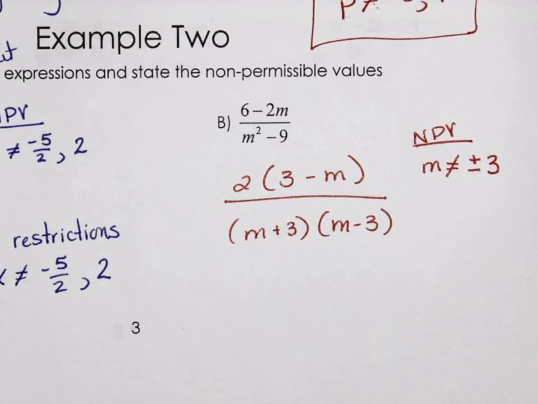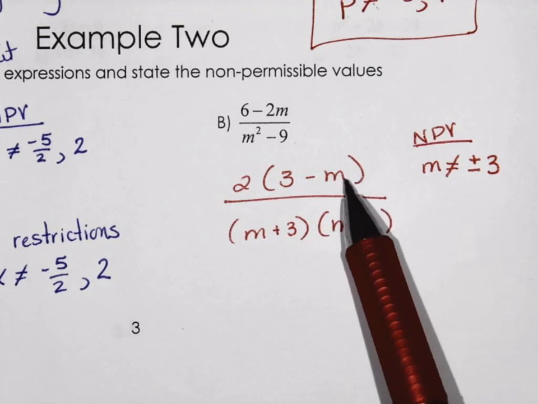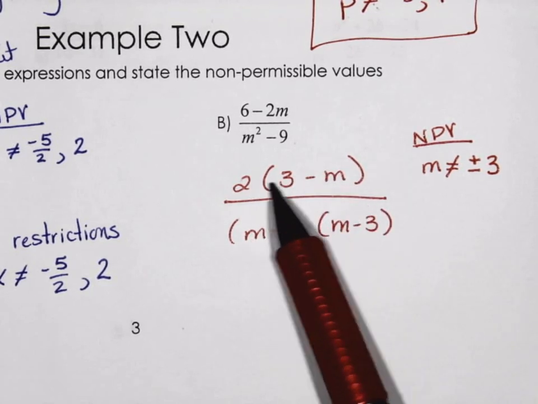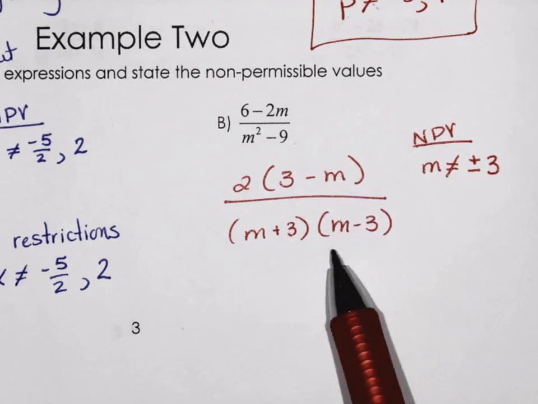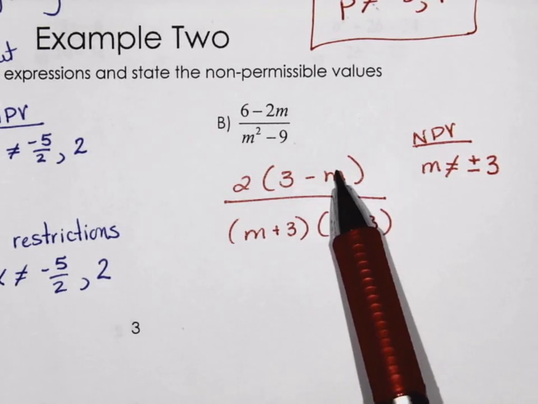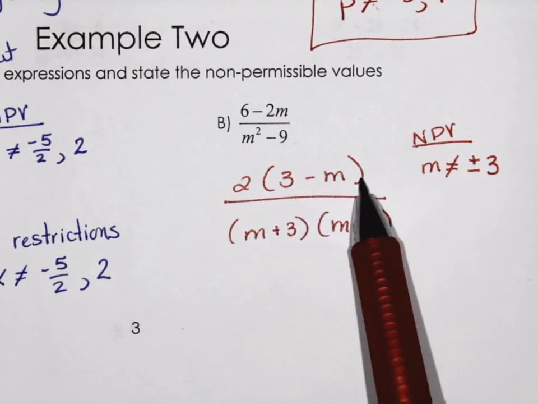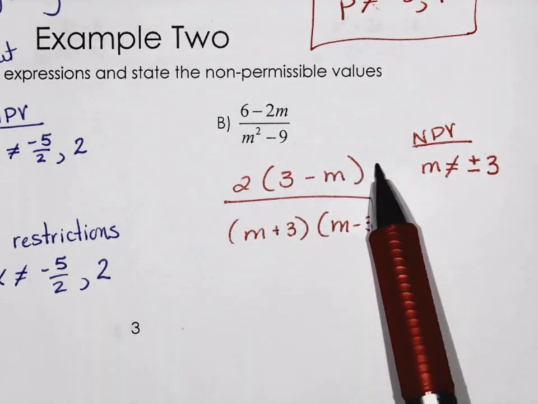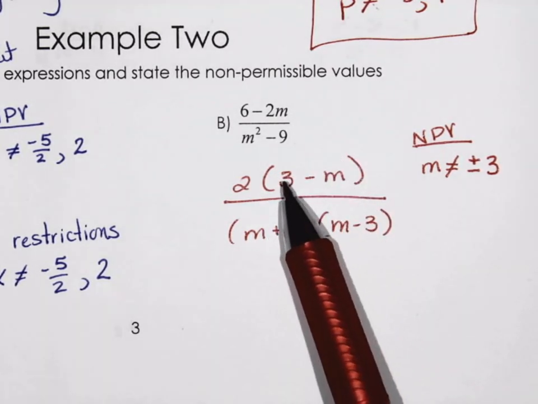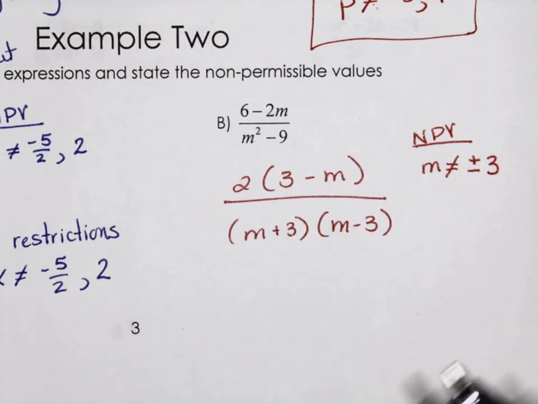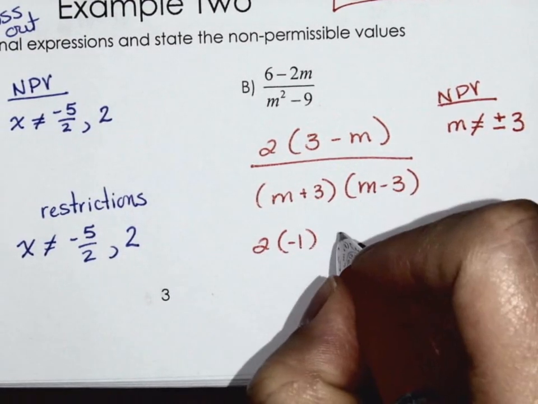Is there anything I can cancel out? No. It's not exactly the same, correct? But there's something we can do to change it. If you notice that these are in the wrong order and they're the wrong signs, so down here m is positive, but m is negative here. 3 is positive, but 3 is negative here. You can go up here and you can common factor out a -1. If you take out a -1, so essentially you're dividing everything inside the bracket by -1, you're going to have 2 times -1 times -3 plus m.